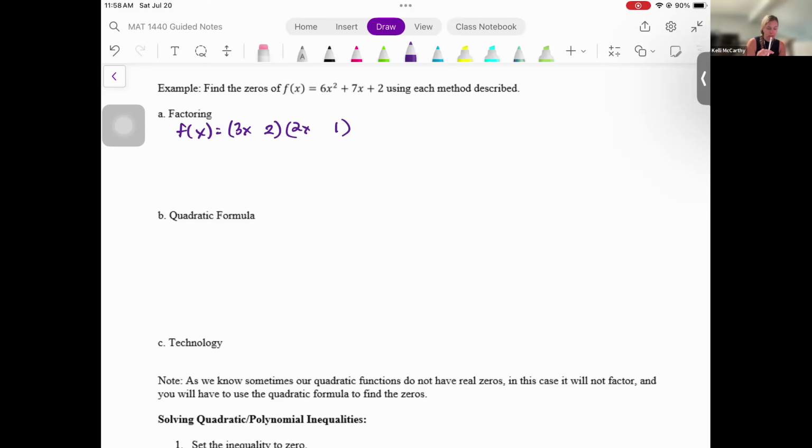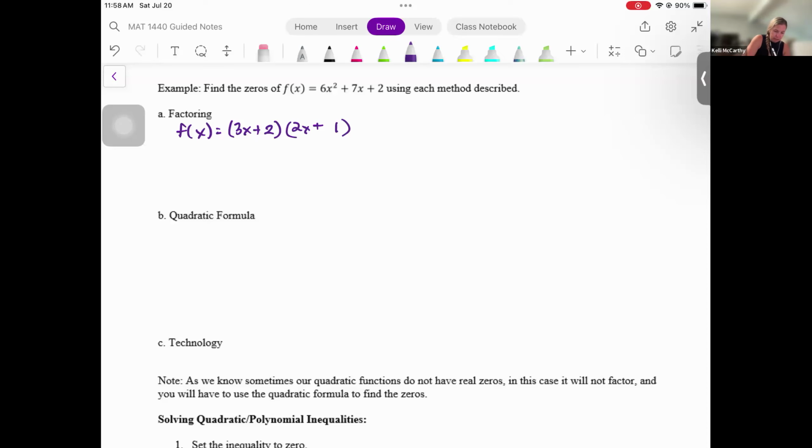Now I'm going to check my signs. The signs of my constants have to be the same because I've got a positive 2 at the end. So the last terms need to be either both negative or both positive. Since that middle term is positive, they should both be positive. And just double check. Quickly FOIL in your head. We've got 6x squared plus 3x plus 4x, which gives me that 7x, plus 2. So there's my factored form.